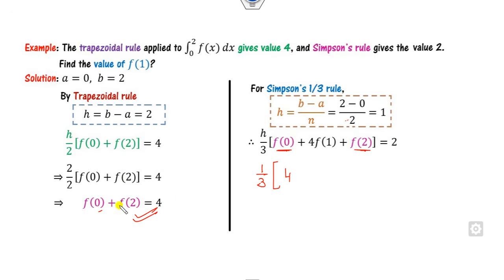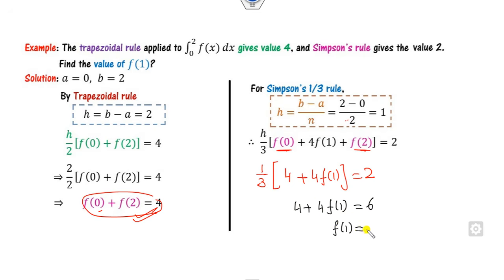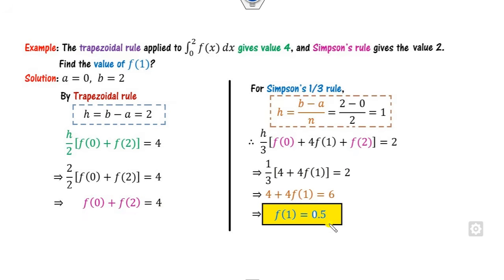f0 plus f2, f0 is 4, plus 4 times f1 is my 2. So can you find the values of this? 4 times f1 is 6. So what is the f1? 6 minus 4 over 4. So f1 is my 0.5, the right answer of this problem.